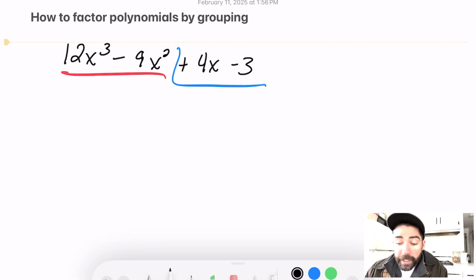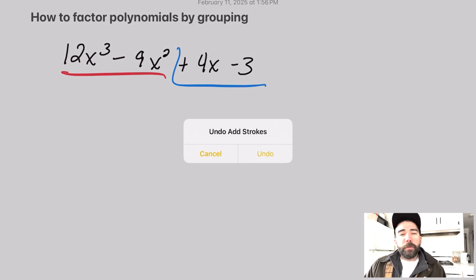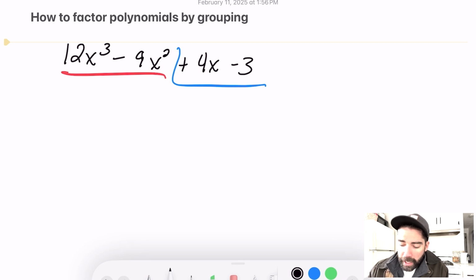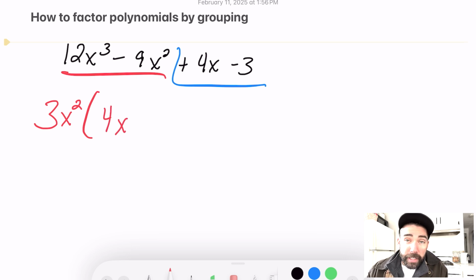So with 12x cubed and 9x squared, what we're trying to do is pull out a greatest common factor so that we can set up two factors that really make sense here. And here it is. 12 and 9, greatest common factor is 3. X cubed, x squared, that would be x squared. And this leaves us, when we divide that, 12 divided by 3 is 4, x cubed and x squared just leaves me with x. And the same thing with negative 9x squared divided by 3x squared is just 3.